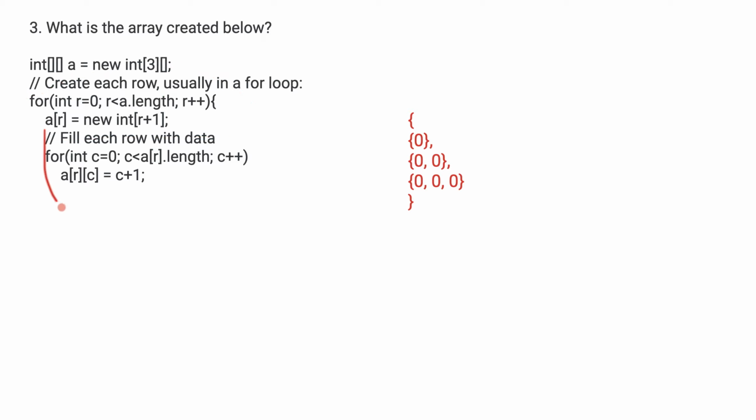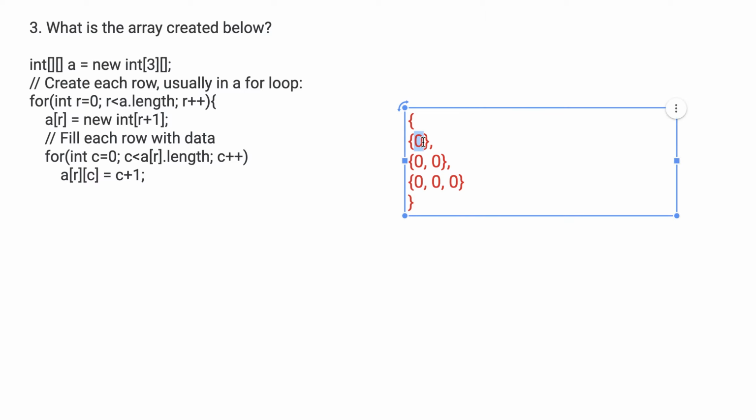Then finally, we are actually going to fill each row with data. So here we're visiting each column. Here we're going from 0 to a at r dot length. That means we're going to visit every column, or every cell, or every element here and here. So all we're doing is a at r at c. Given a specific row and column, it's going to be the index of the column plus 1. So here our column index is going to be 0, so 0 plus 1 is 1. Here again, it's going to be 1 because 0 plus 1 is 1. Now here we're at column index 1, so 1 plus 1, that's 2. So you can kind of see where this is going. This is going to be 1, this is going to be 2, and this is going to be 3.